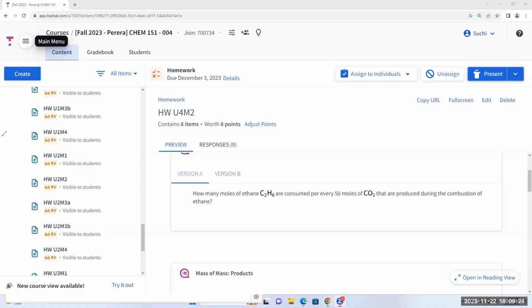By the way, just a reminder, combustion means you are reacting with oxygen. So in this particular reaction, you have C2H6 reacting with oxygen, O2, and that's going to produce carbon dioxide, CO2, plus H2O.